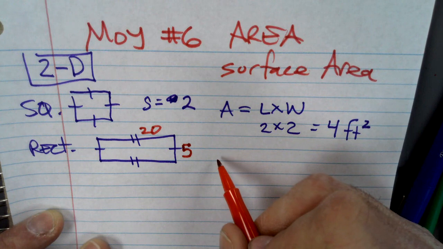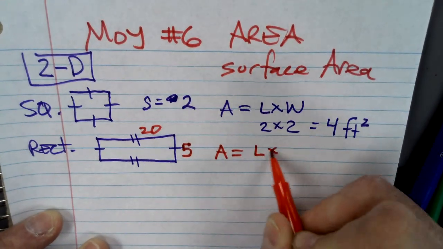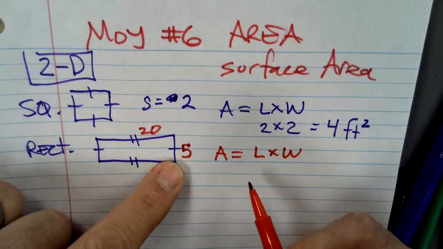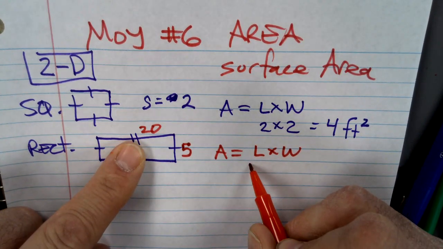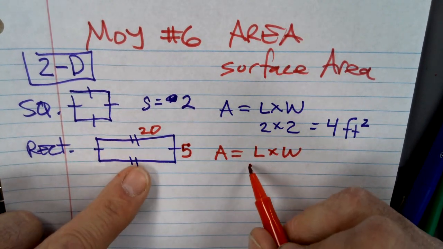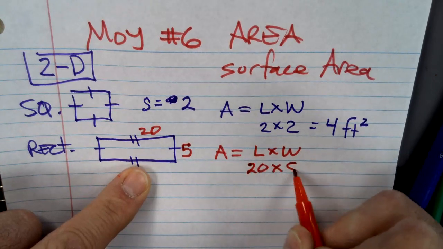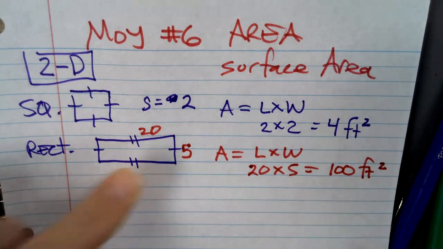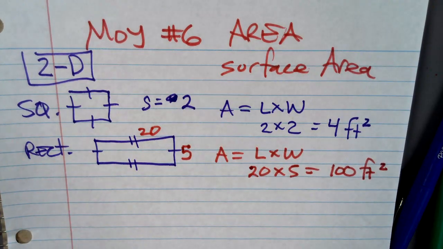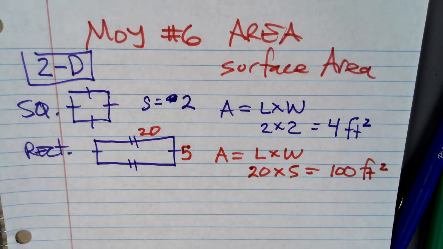Okay. So the area of the rectangle is the same, length times width. So 5 feet times 20. Well, 20 feet is probably the length. It doesn't really matter. 20 feet times 5 feet. So it's going to be 100 feet squared. Okay. And as we just did in the last video, a triangle can be a little tricky.